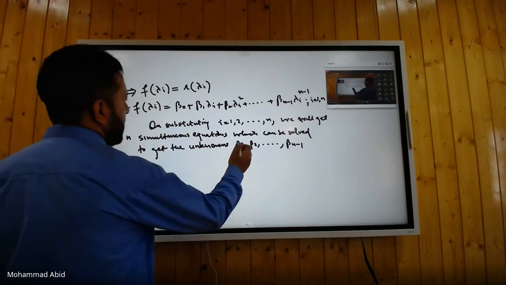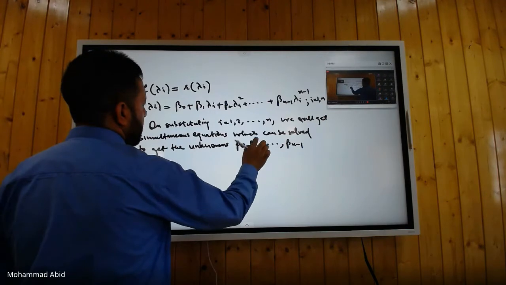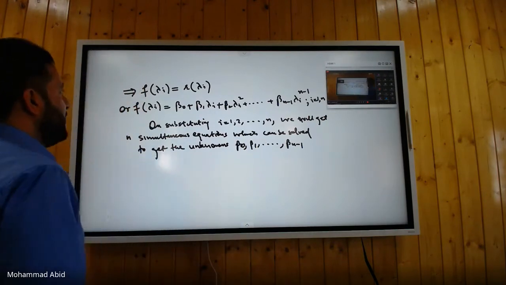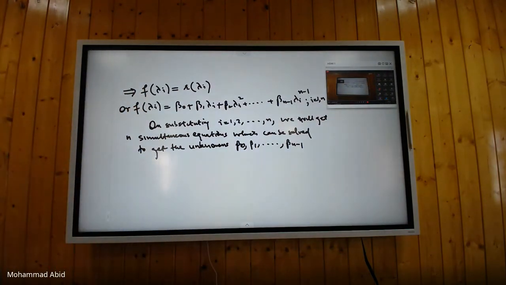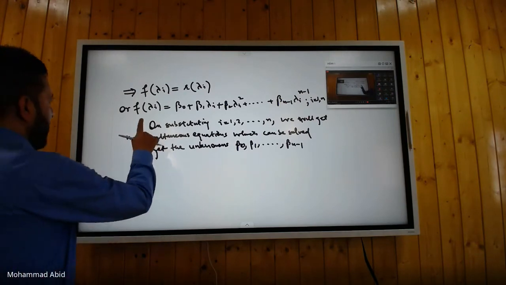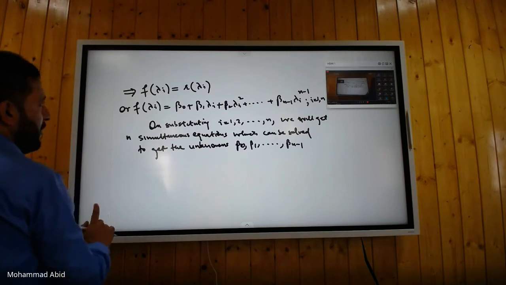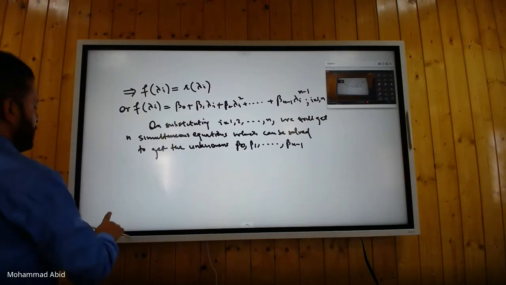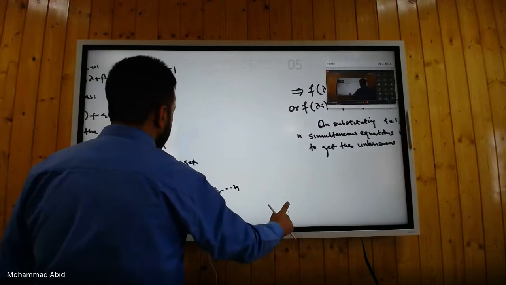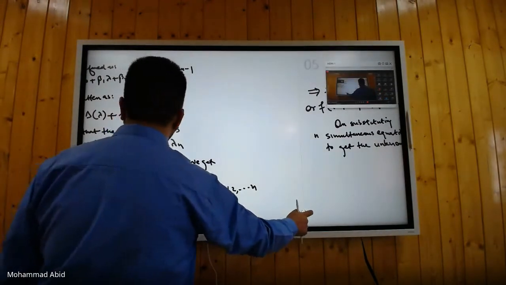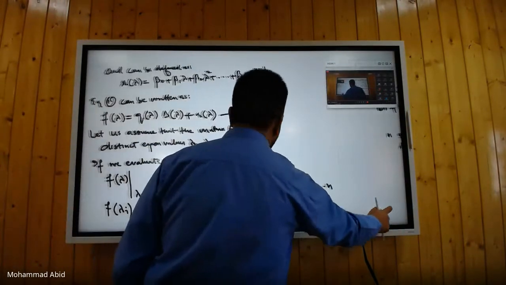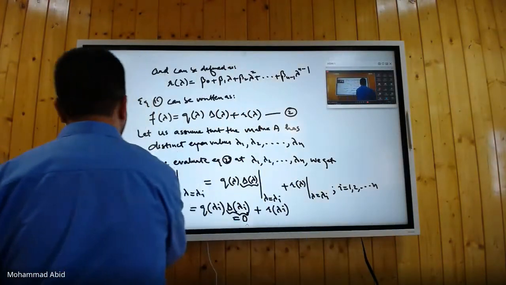This is actually from beta naught to beta n minus 1. These n simultaneous equations can be solved to get these n unknowns from beta naught to beta n minus 1, and then these unknowns can be used to find the corresponding matrix equation. वो हम कैसे कर सकते हैं? अभी तो मैंने f lambda i ऑब्टेन किया, जो मेरा एक्चुअल पर्पस था नहीं, इसमें मुझे बीटा नॉट, बीटा 1, बीटा 2 मिल गया. So I will use these beta naught, beta 1, beta 2 and so on in the corresponding matrix equation.